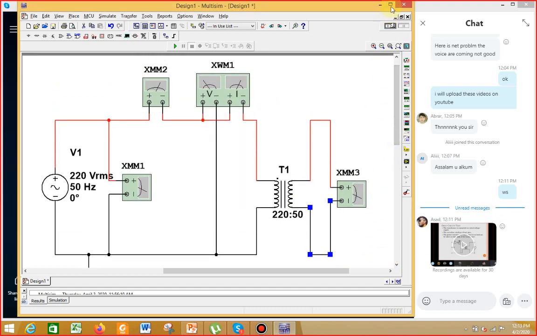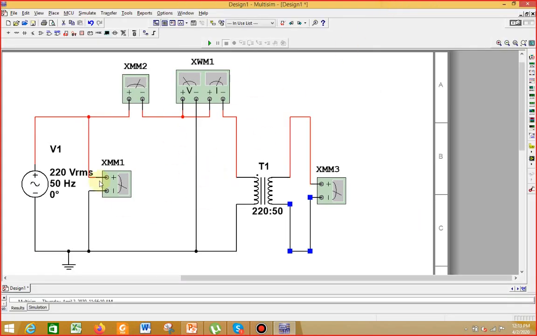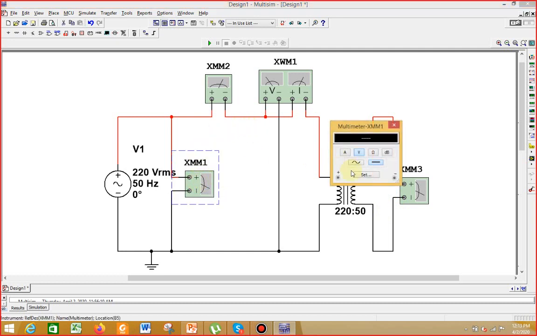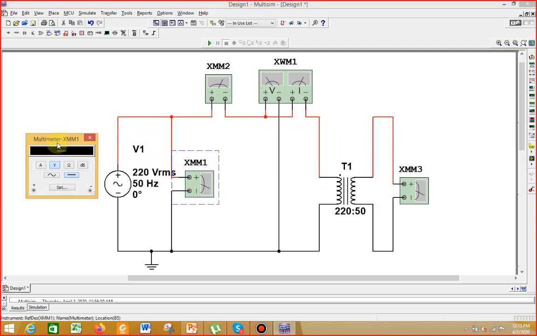Now we also have to configure these multimeters. We are going to use it as a voltmeter or a multimeter or an ammeter. So double click on multimeter 1, and now you can see that there are multiple options: ampere, voltage, ohms, and decibels. So we are going to use the multimeter 1 as a voltmeter, so click on V.